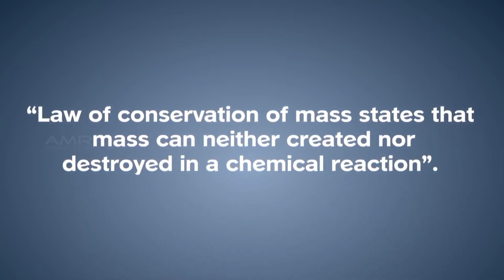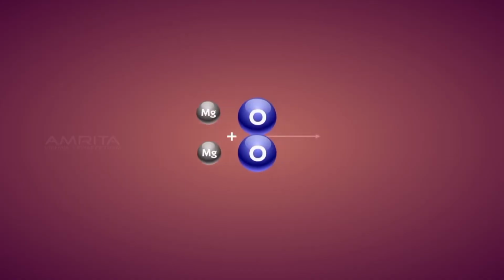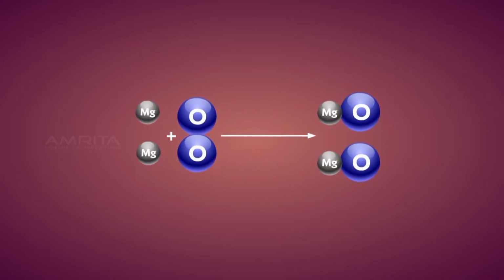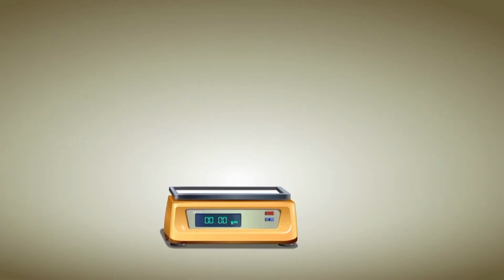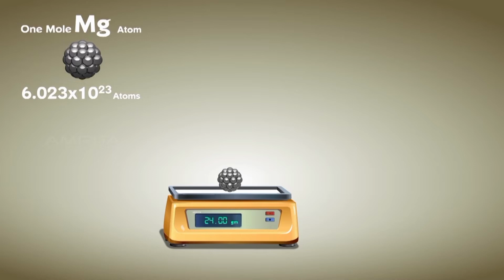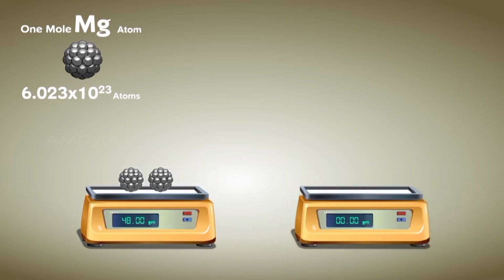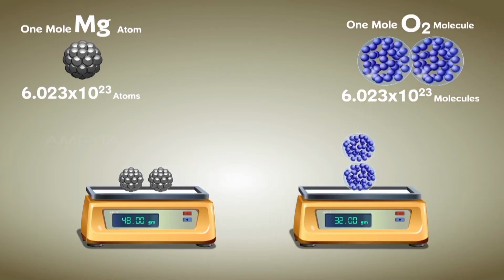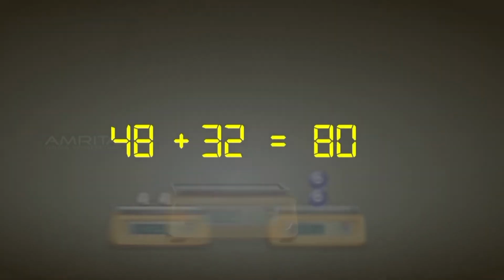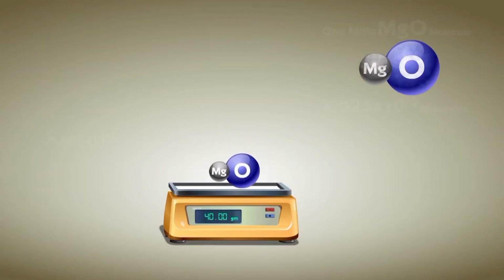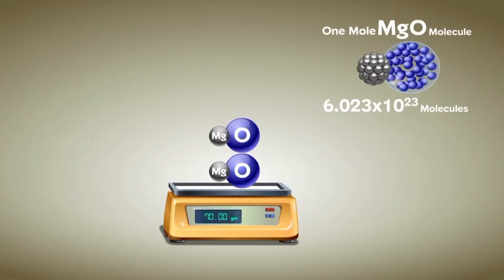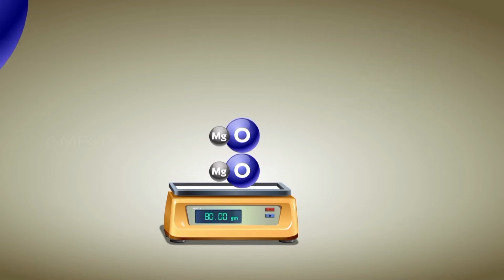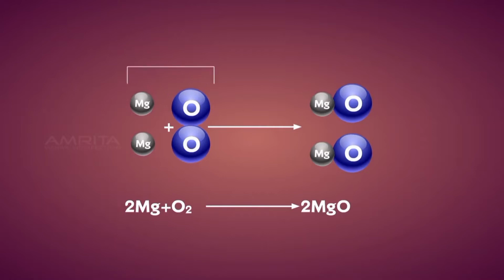in a chemical reaction. Let us now consider the example in which magnesium reacts with oxygen to form magnesium oxide. Here, mass of 1 mole magnesium is 24 grams. Total mass of 2 moles magnesium is 48 grams. Mass of 1 mole oxygen molecule is 32 grams. So the total mass of reactants is 48 plus 32, which is 80 grams. Mass of 1 mole magnesium oxide is 40 grams. Total mass of products is 40 and 40, which is 80 grams. Therefore, it is clear that the total mass of reactants is equal to the total mass of products.